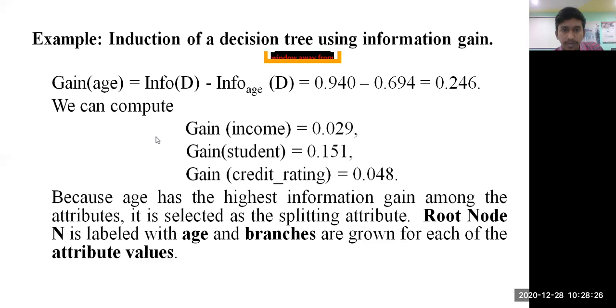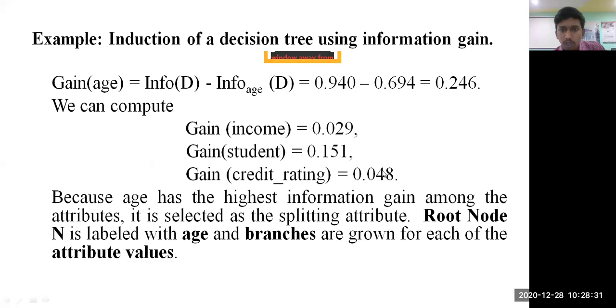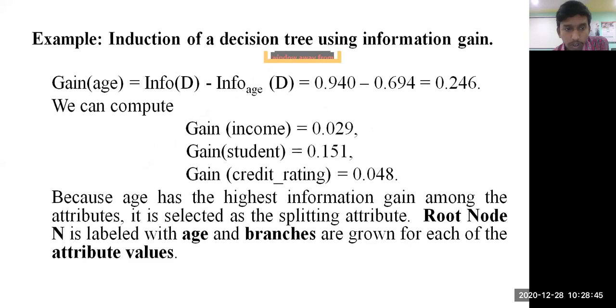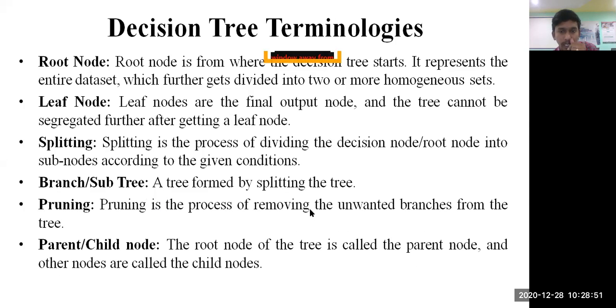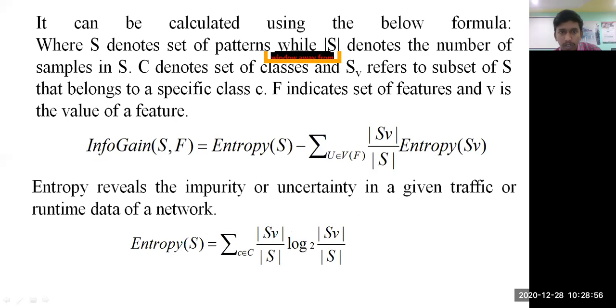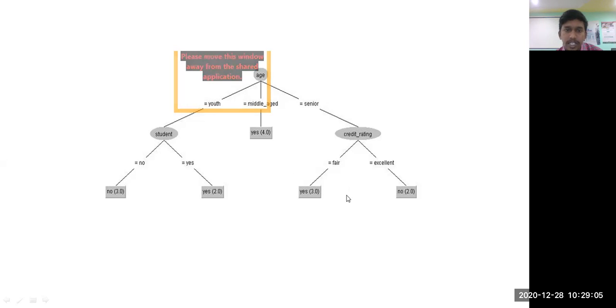And next we can see for credit card rating it is 0.048, and the last one is 0.029. It is ignored because, as I said, during decision tree making, whichever attribute is not used will be pruned. So we have learned that pruning is the process of removing the unwanted branches from the tree. Here I don't want the income attribute for decision making, that's why it is pruned here. The remaining attributes will be considered as the decision tree elements.